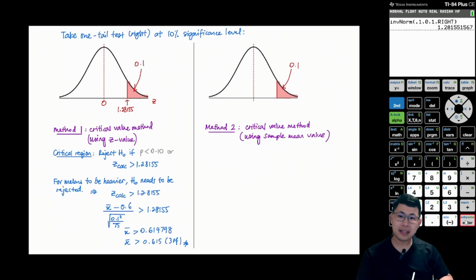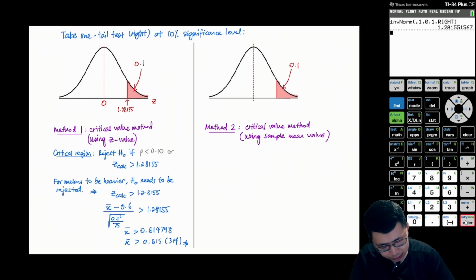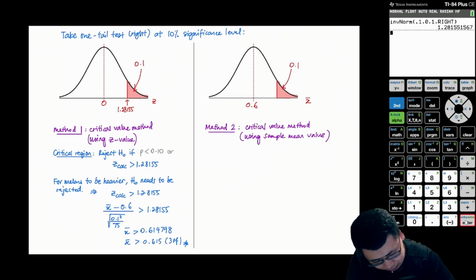Okay, now let me take you through method 2, which is the critical value method, but using sample mean value. This one actually looks a bit easier, but the calculator work would be harder. Over here, this value is 0.6, the mean, and we're going to look at the sample mean value later. So we'll be looking at this and we'll get this right away. Let me write out our critical region first.